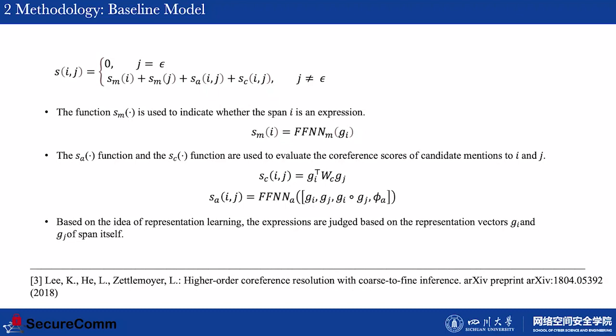So how do we determine whether the two mentions are coreference? There are two prerequisites. Firstly, the two spans should be mentions, and they should be referring to each other. The function Sm is used to indicate whether the span i is a mention, and the function Sa and the function Sc are used to evaluate the coreference scores of candidate mention pairs i and j. The above functions both contain a variable called g. This is because of the idea of representation learning. The scores are judged based on the representation vector of the span itself.